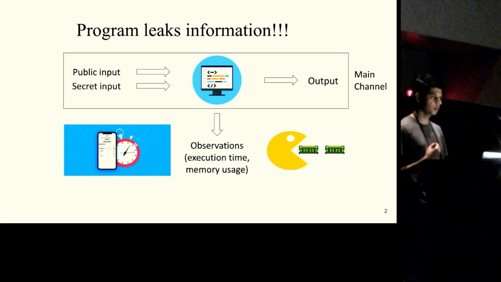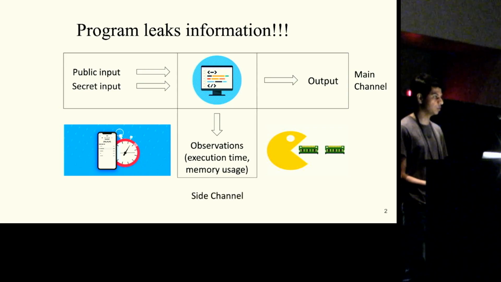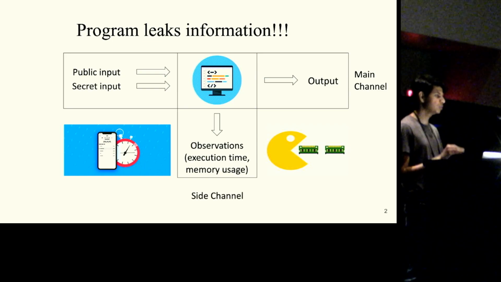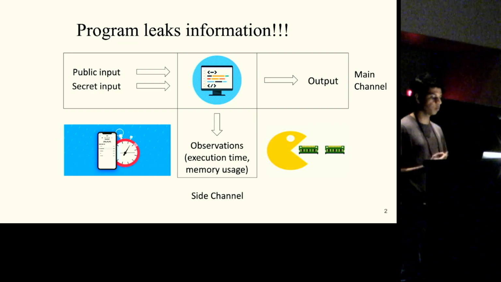It takes these inputs, does some computation with it, and then outputs something through the main channel, the channel through which we expect information. However, many programs also output information inadvertently through side channels, like execution time or memory usage. We say that a program leaks information when you can deduce something about the secret input by looking at the output, either through the main or side channel.